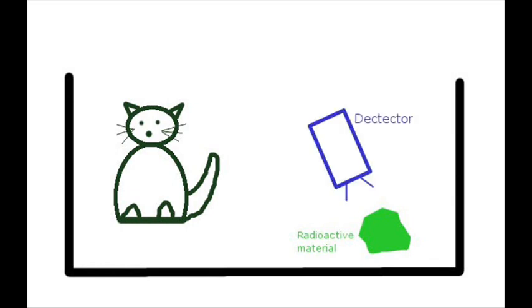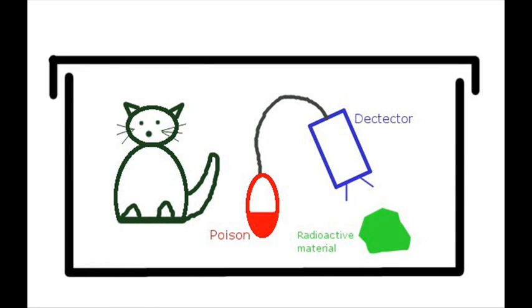We then add a detector, a Geiger counter. To that we add a wire or some form of mechanism that, if the Geiger counter detects radioactive emission, it will release the poison and kill the cat.